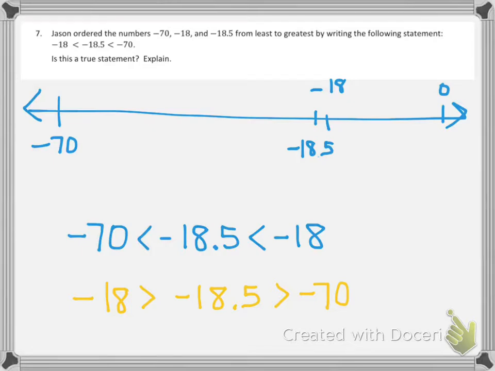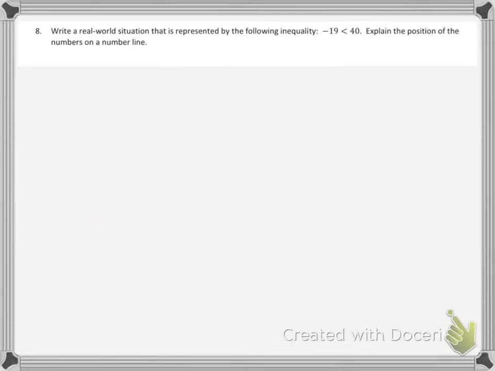Okay, and then our last exercise for today, write a real-world situation that's represented by the following inequality. Negative 19 is less than 40, and explain the position of the numbers on a number line. Well, my story could be lots of possible things. It could be an amount of money that I pay, and then an amount of money that I get. Maybe I have to pay for a new calculator that costs me $19, and maybe my grandparents give me $40 for my birthday.